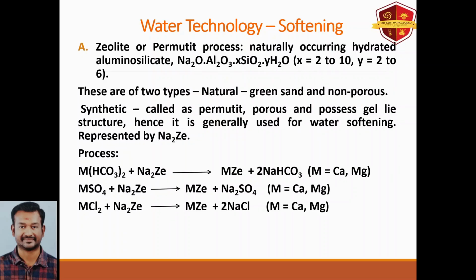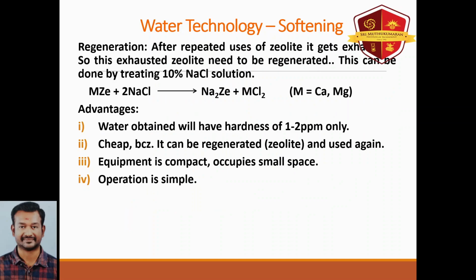Zeolite or permutit process: natural green sand is non-porous, while synthetic zeolite called permutit is porous and possesses a gel-like structure. Hence, it is generally used for water softening and is represented by sodium zeolite. The equations show the reactions of the zeolite process.